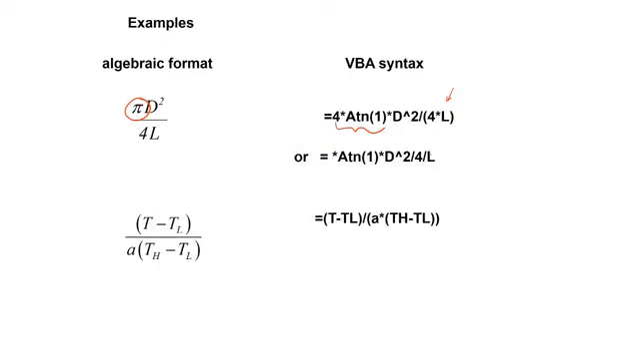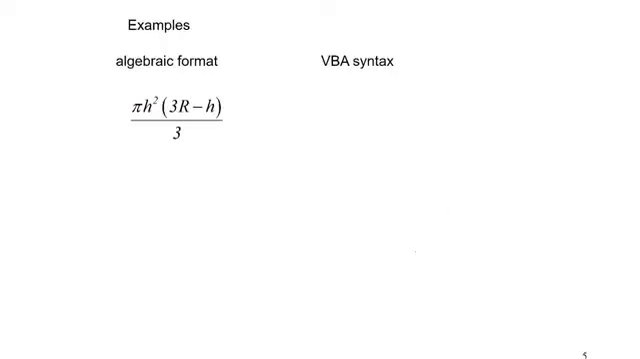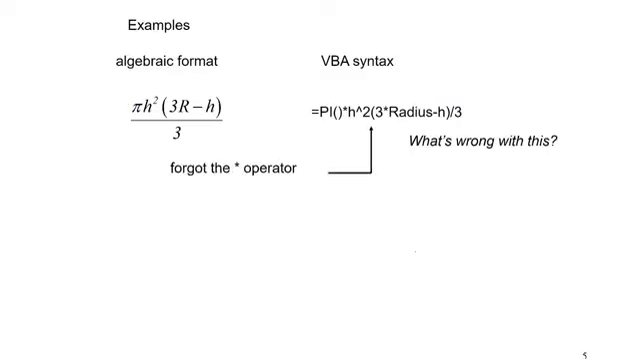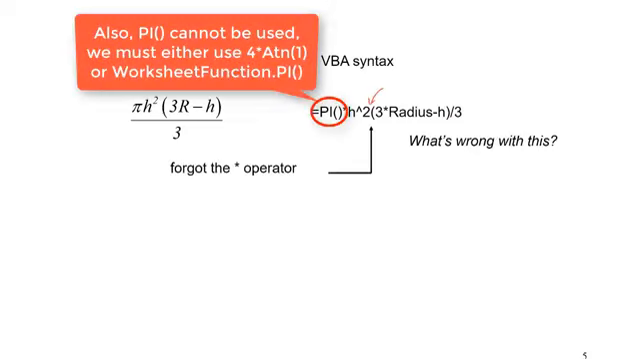This one we would have t minus TL divided by quantity A times quantity TH minus TL. So you can force the order of operations using parentheses. If we didn't want to use these outer parentheses here, you can always do the same thing like we did above, where you divide by A and then take that result and divide by TH minus TL in parentheses. Another example has an error in it, and I want you to try to figure out what the error is. What we don't have is an asterisk right there, so there should be an asterisk between the 2 and the left parentheses.